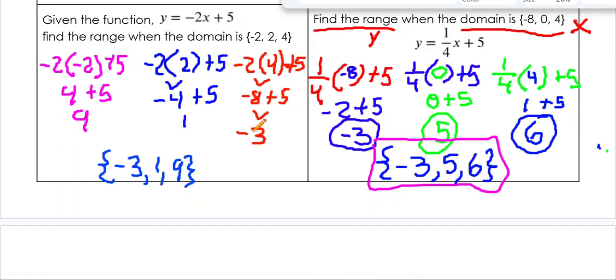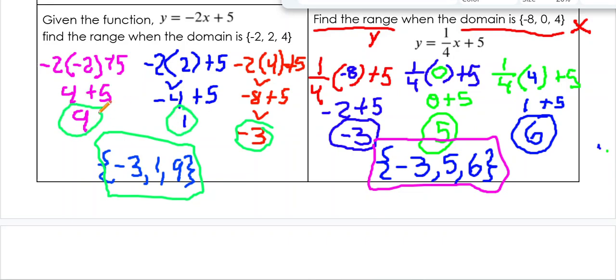All right, so then my answer, it says, what's the range, right? Find the range. So I have to write my range in my little squiggly brackets and put my 3 solutions in order from least to greatest. So that is my answer. My smallest answer was -3. My next smallest was 1, and my largest answer was 9.